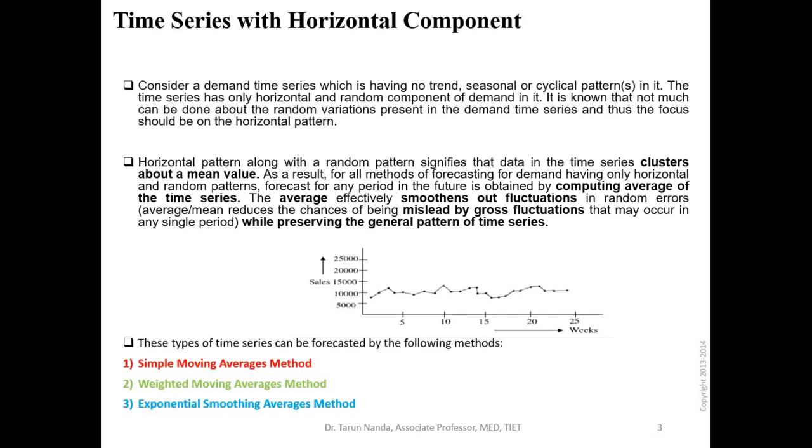So now if this is the case, that we have a demand time series or the past sales time series of a product with largely horizontal component contained in it, and we want to anticipate or forecast the future demand of such a product, these are the three methods which can be used: the simple moving averages, weighted, and the exponential smoothing average. Let us discuss them one by one.